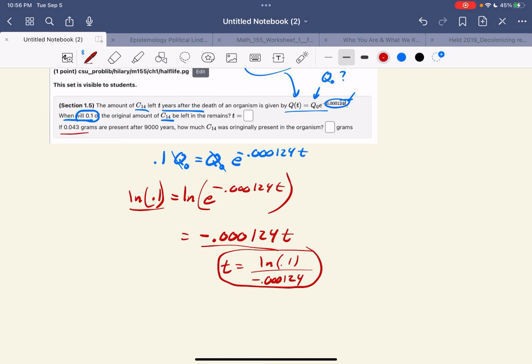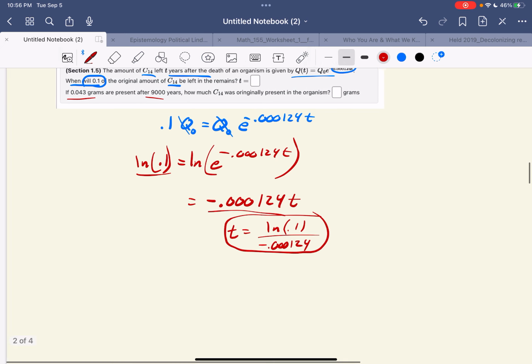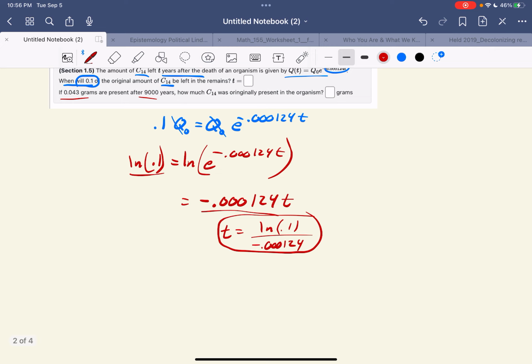If this many grams are present after this many years, how much was originally present in the organism? Okay, so let's see. We have 0.043. Let's clean this up a bit.